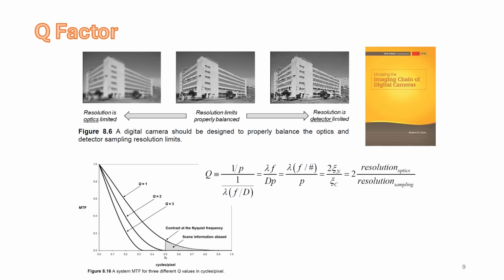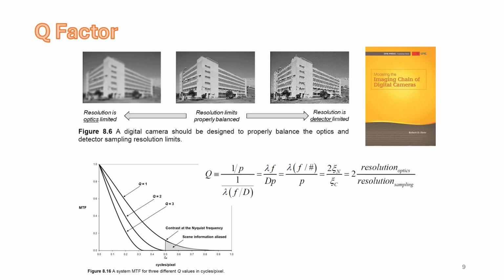And then we have these other values, and so the setting of Q is an important parameter in designing optical imaging systems. As you see in this image from this great book by Robert Fiete on the imaging chain of digital cameras, on the left we see a blurry image if the image is limited by optics. On the right we see a pixelated image if the resolution is limited by the pixel sampling instead, and in the middle you see some balance.